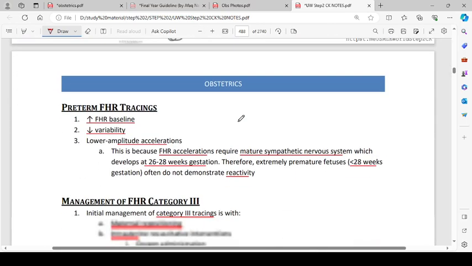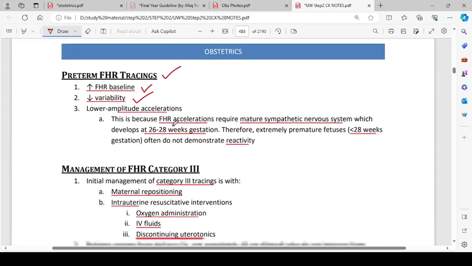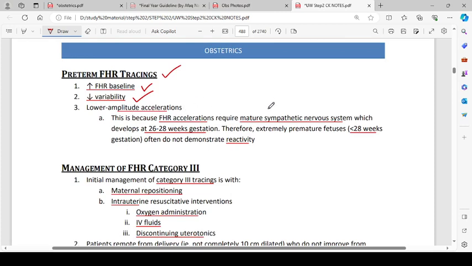Then in preterm fetal heart rate tracing, there is an increased fetal heart rate baseline, decreased variability, and lower amplitude accelerations. This is because fetal heart rate accelerations require a mature sympathetic nervous system, which develops at 26 to 28 weeks of gestation. Therefore, extremely premature fetuses less than 28 weeks gestation often do not demonstrate reactivity.